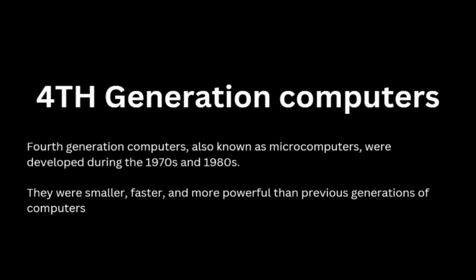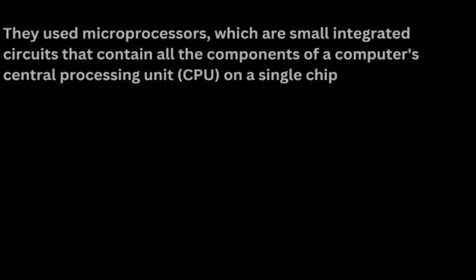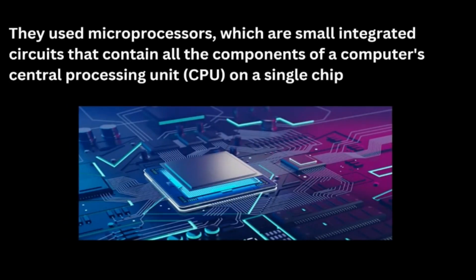Fourth generation computers. Fourth generation computers, also known as microcomputers, were developed during the 1970s and 1980s. They were smaller, faster, and more powerful than previous generations of computers. They use microprocessors, which are small integrated circuits that contain all the components of a computer's central processing unit (CPU) on a single chip.